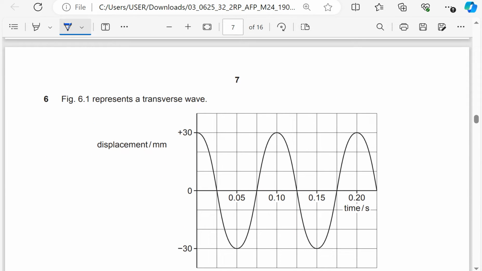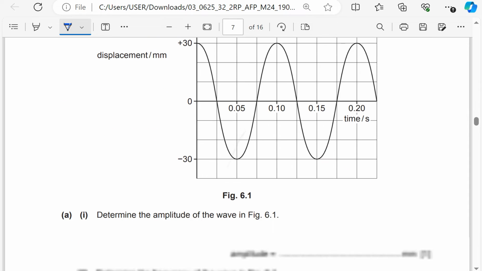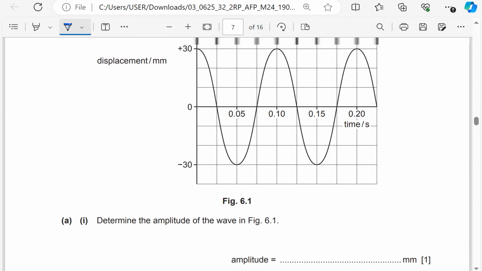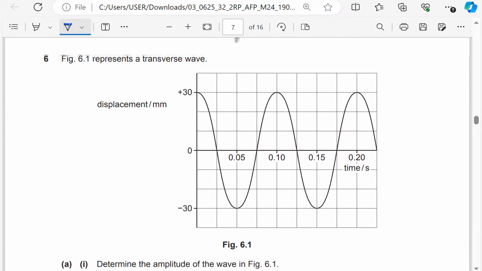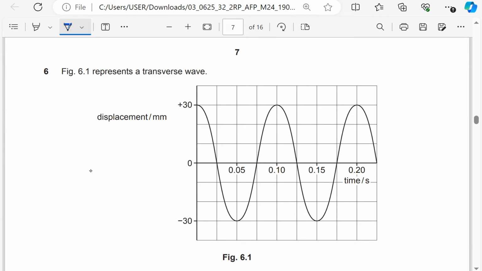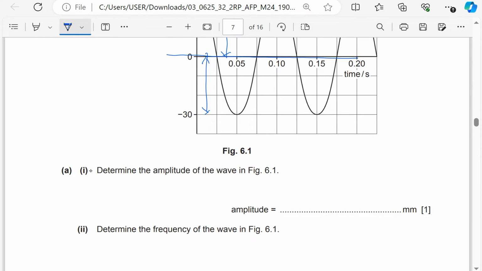The figure represents a transverse wave. So we have been given a displacement against time graph for a transverse wave. Determine the amplitude of the wave in the figure. So amplitude is the maximum displacement. If this is the equilibrium position, maximum displacement is this distance here, or it can be this one here, and that distance is 30. So the maximum displacement, which is the amplitude, is 30 millimeters.